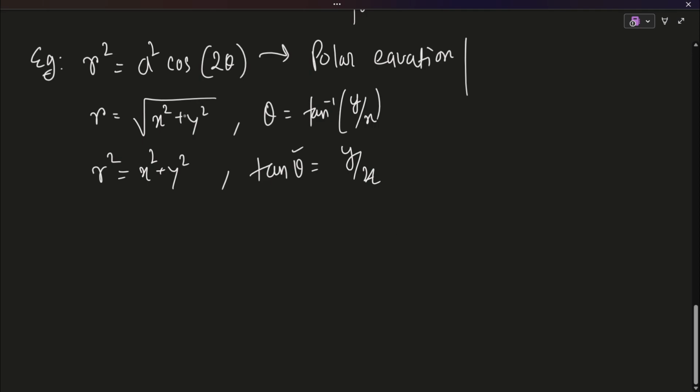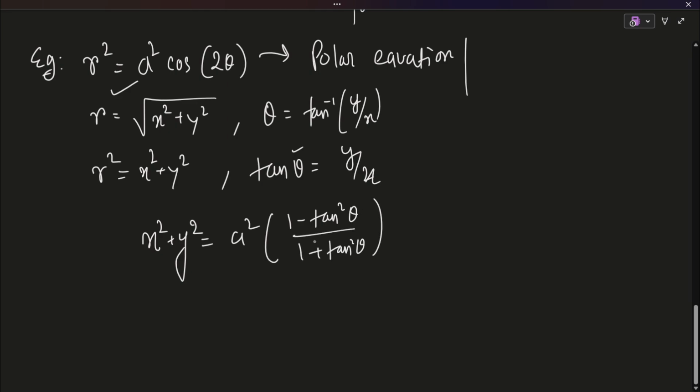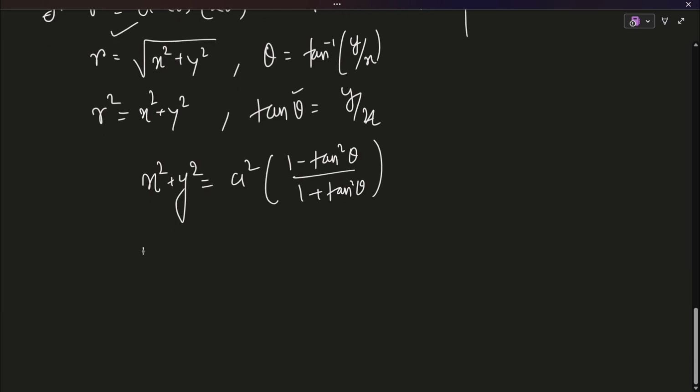So we will use this to transform this equation into an equation containing x and y only and not r and theta. a is a constant, so a can stay. So let's put the value of r square first. It will give you x squared plus y squared equals a squared. Now cos 2 theta can be written in trigonometry. You should learn this formula: 1 minus tan square theta by 1 plus tan square theta. And using this, now we are almost at the end of this problem because tan square theta can be represented as y square upon x square.